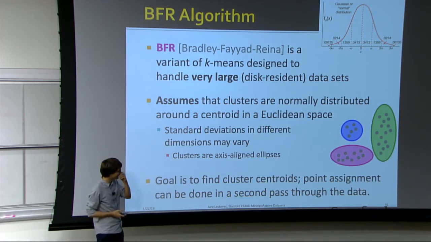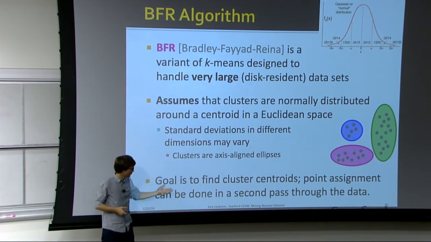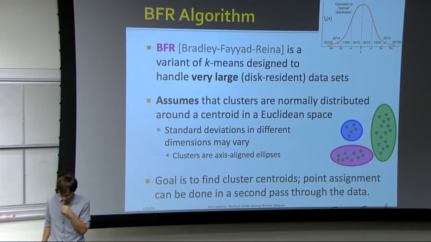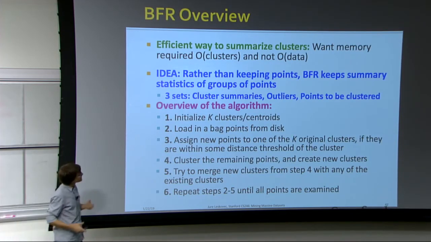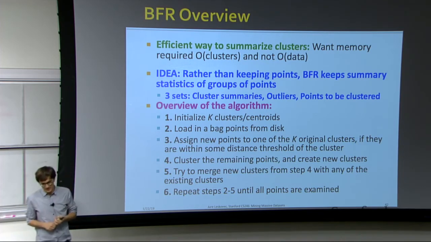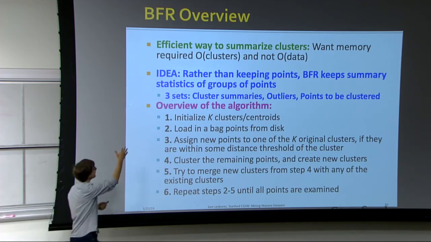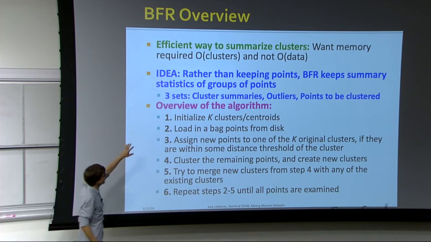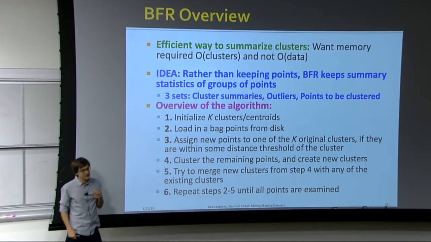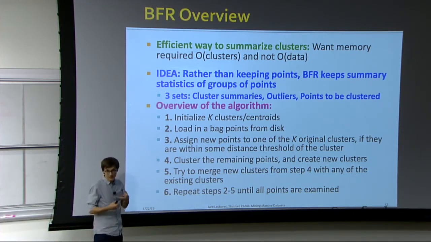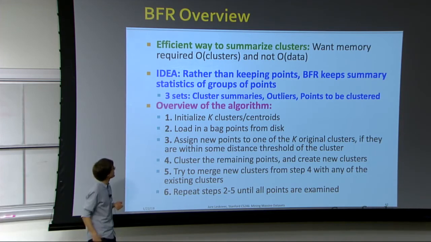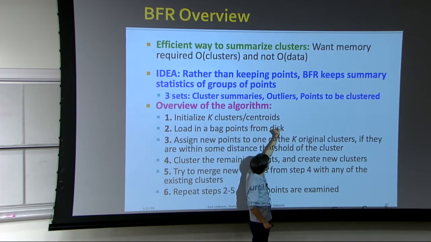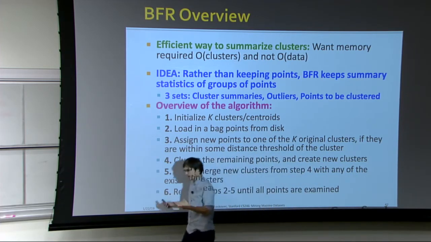And the goal is to find cluster centroids, and then you could do the point assignment in the second phase, or you could actually do it at the same time. Either way is good. So let me tell you the idea. The key idea is that we want an efficient way to summarize clusters, and we want the memory requirement to be proportional to the number of clusters, not proportional to the amount of data we have. So rather than keeping data points, BFR will keep summary statistics. And when we run clustering, we want to keep three sets of summary statistics: cluster summaries, outliers, and points that are yet to be clustered.